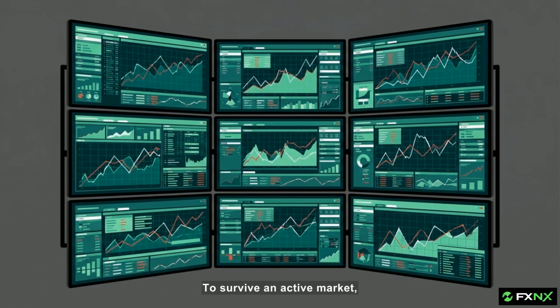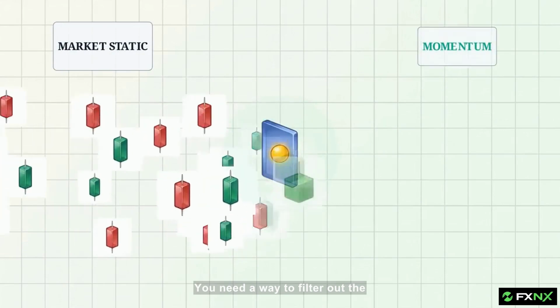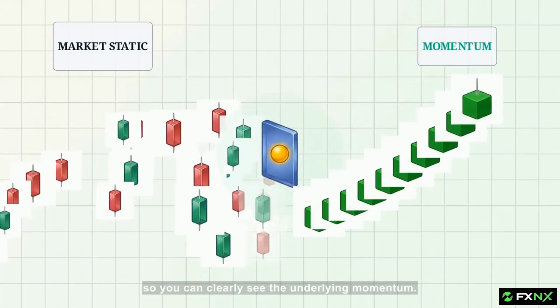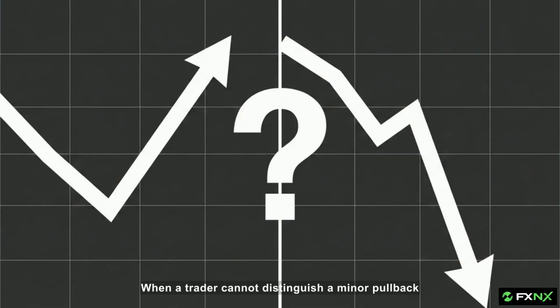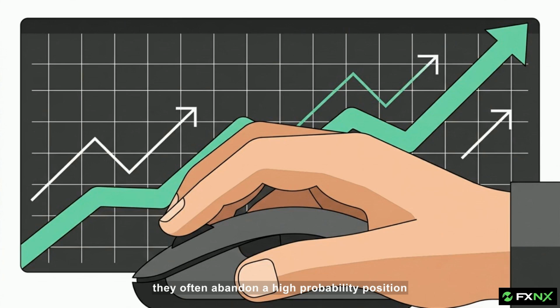To survive an active market, you don't need more data points to process. You need a way to filter out the static so you can clearly see the underlying momentum. When a trader cannot distinguish a minor pullback from a total reversal, they often abandon a high-probability position right before the market moves back in their favor.